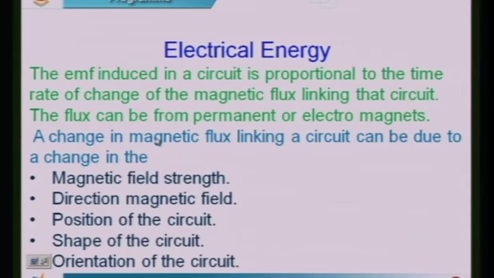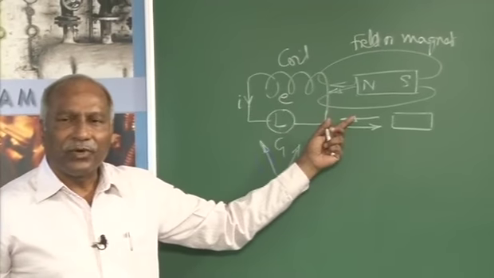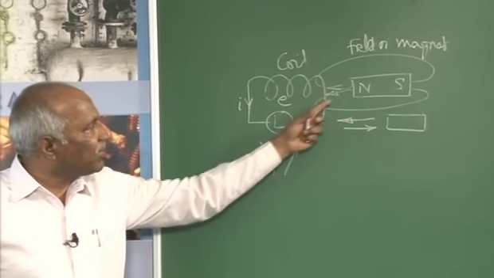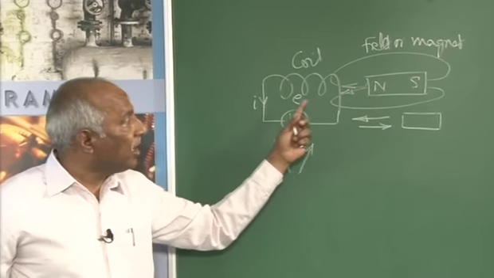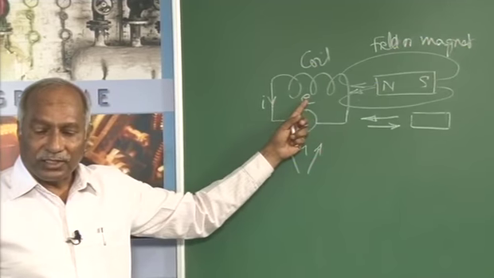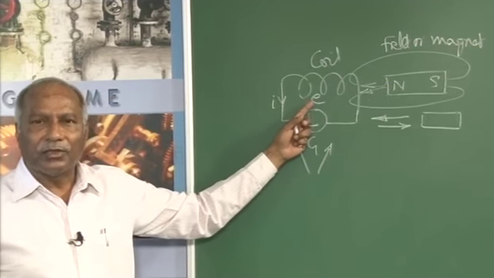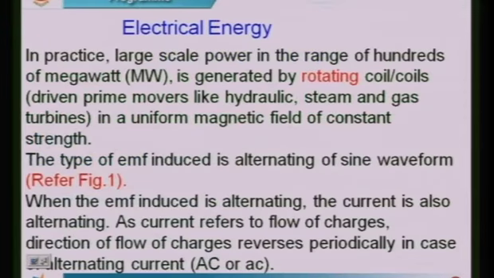The EMF induced in the circuit is proportional to the time rate. That is what I said. The EMF induced will depend upon different factors. It depends upon the magnetic field, the velocity with which the magnet is moving, the position of the coil, orientation of the coil, shape of the coil, all those things also come into the picture.